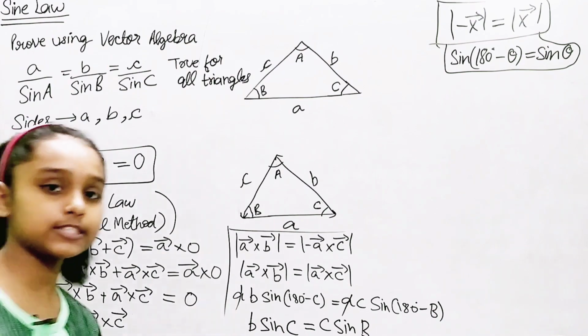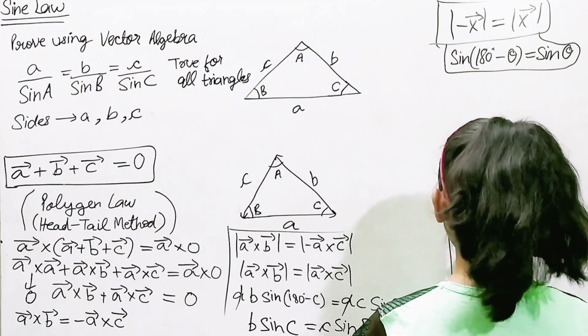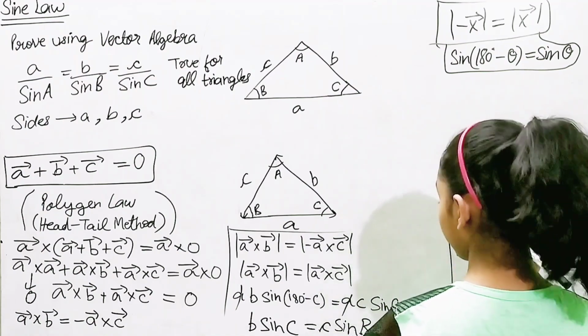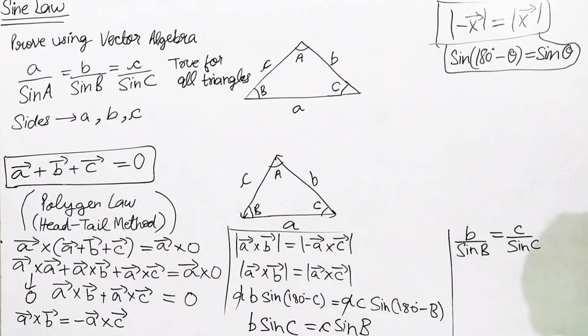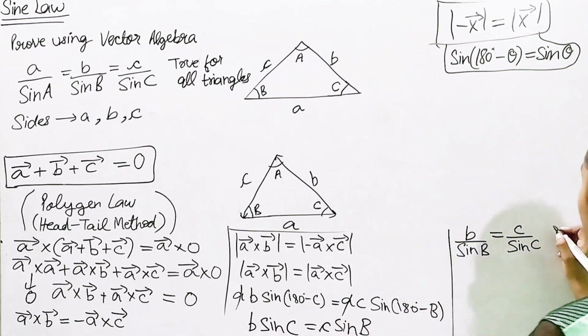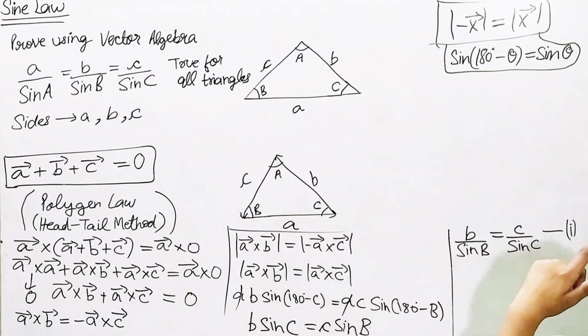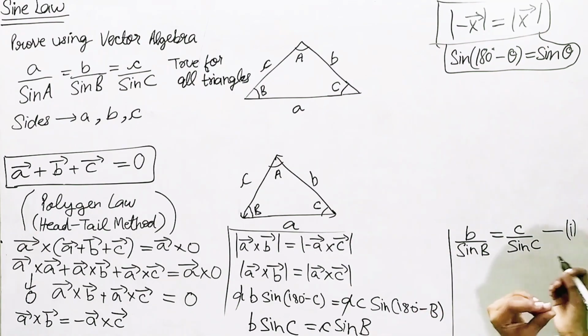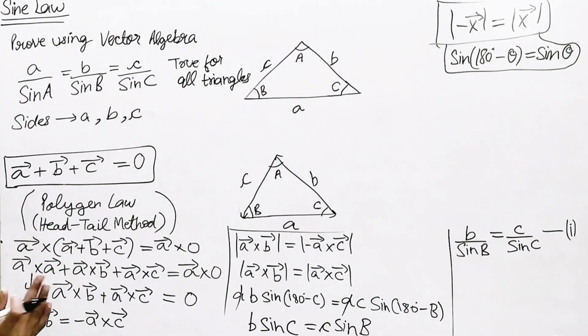So what I'm going to do now is make a line. B by sine capital B is equal to C by sine capital C. Okay, simple. I'm going to shift sine B here and sine C here. So this will be my first equation. We have found out that B by sine capital B is equal to C by sine capital C. Now what is left? Only A by sine A.